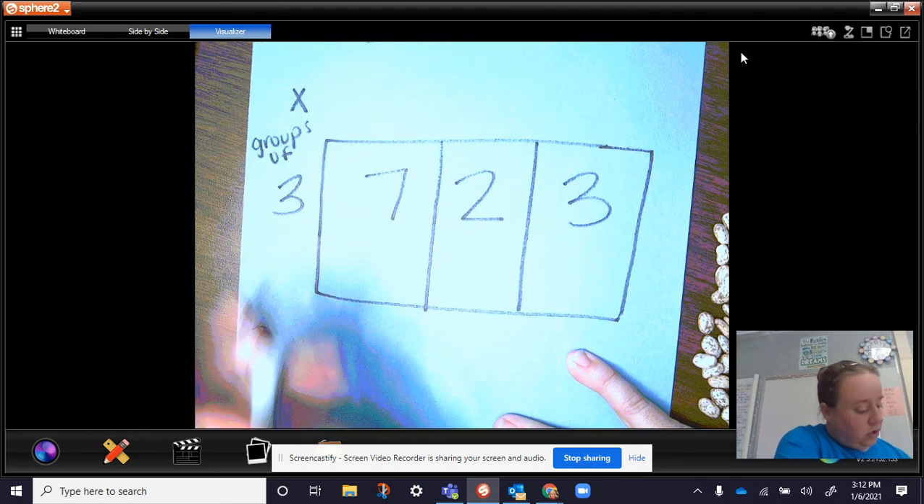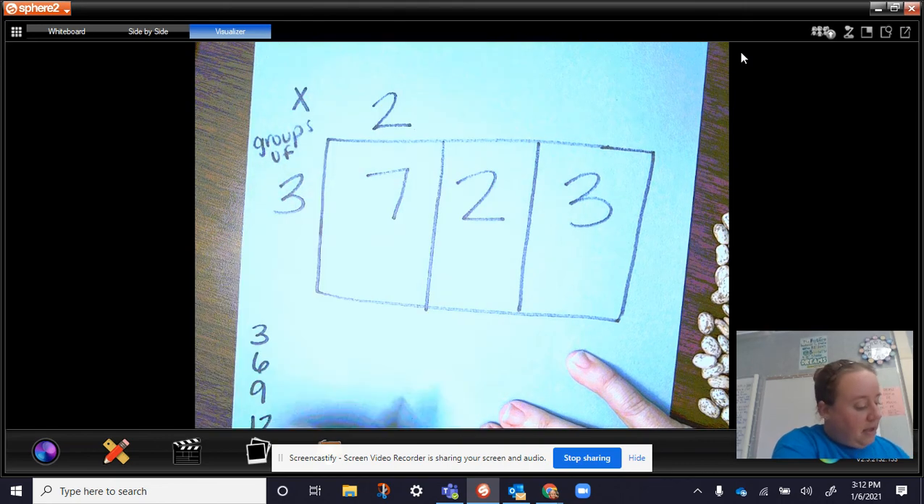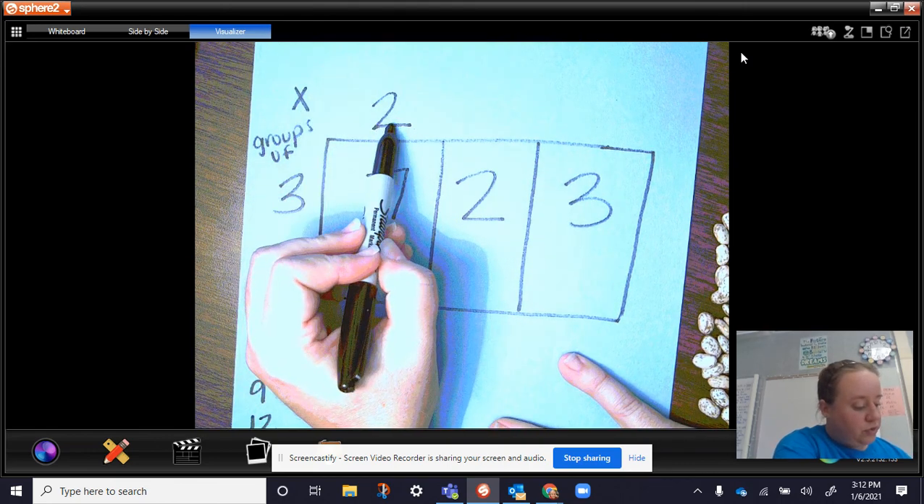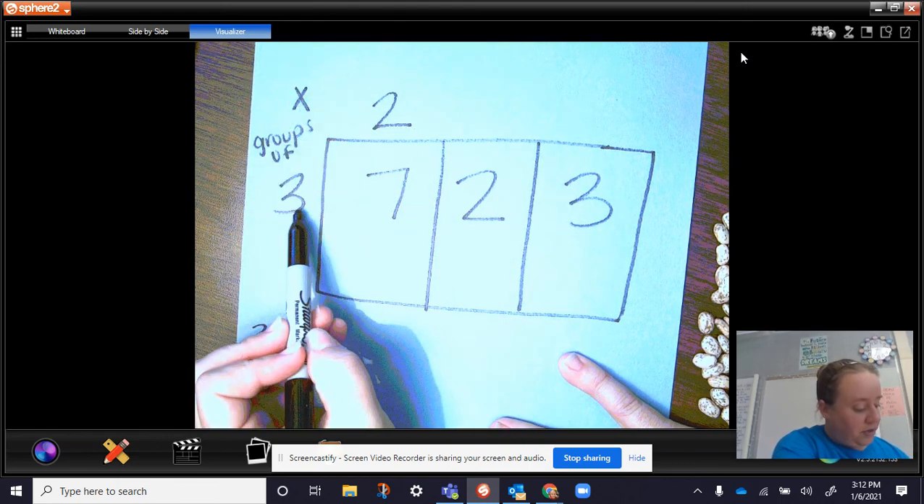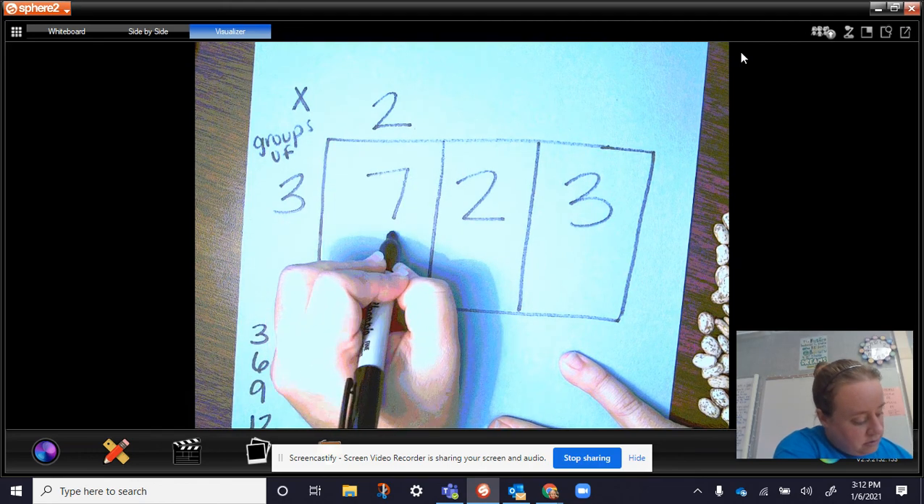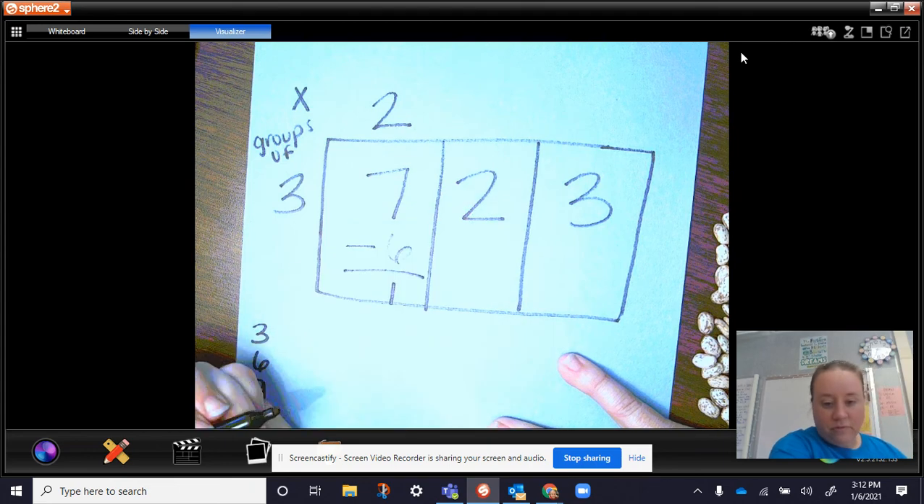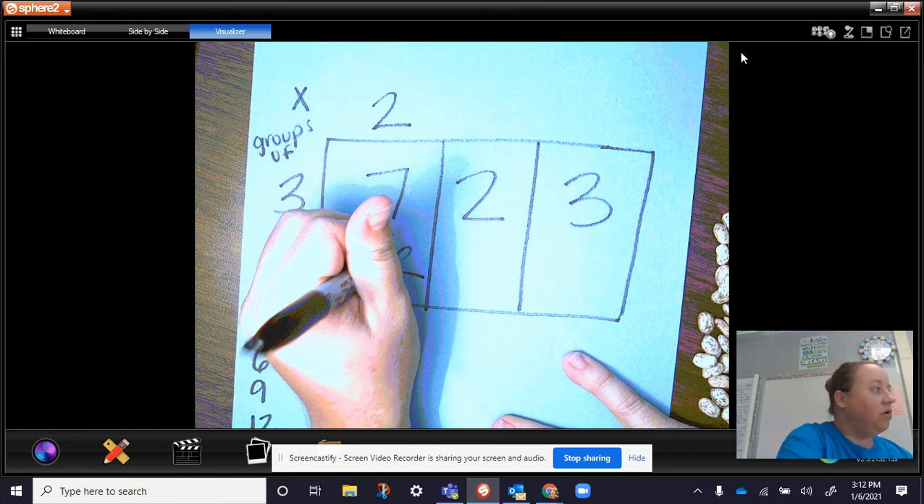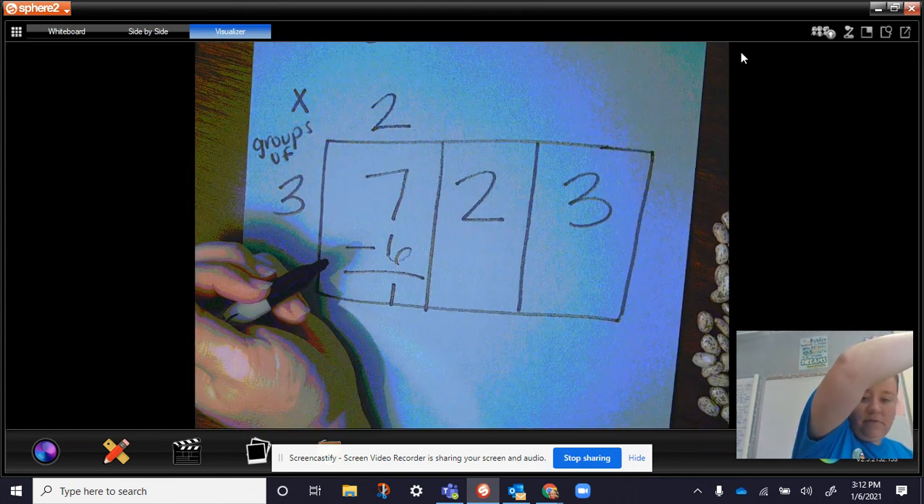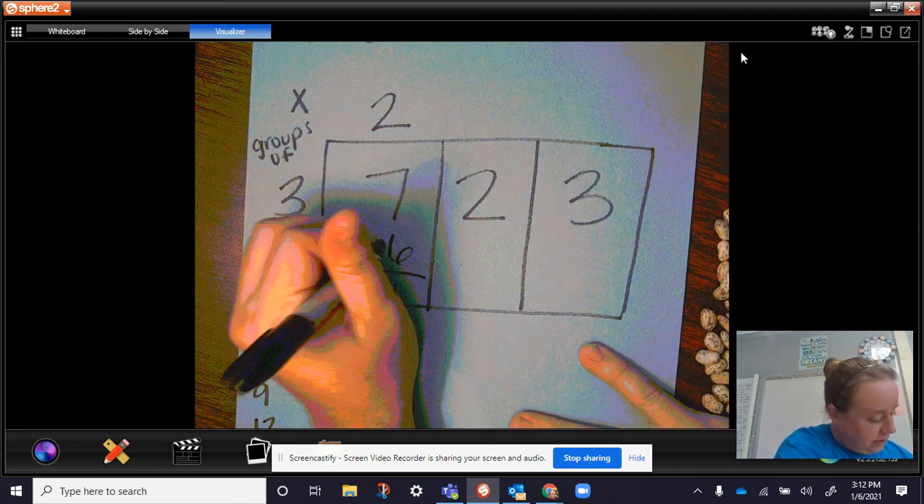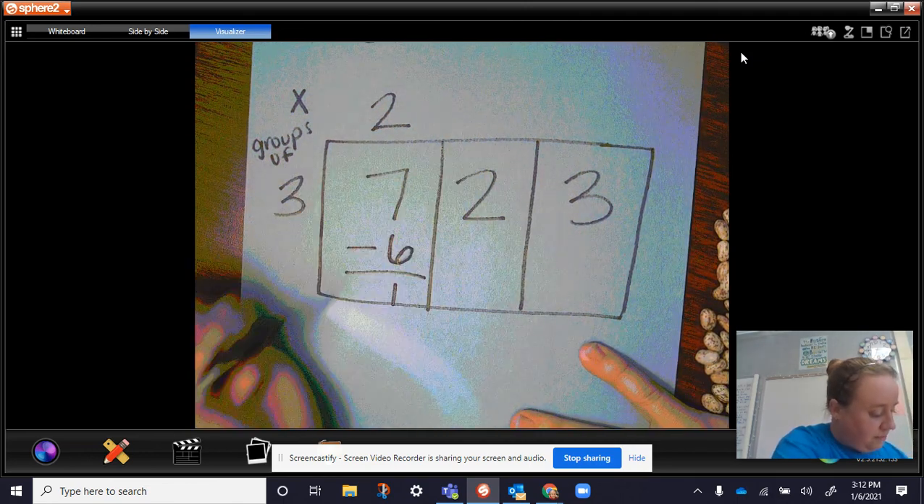So the groups go on top, and then I'm going to multiply. So 2 times 3 is 6. And I'm going to subtract these to see what's left over. And there's 1 left over. Let me see this. There we go. Now you can see better. All right, 1 left over. So 7 minus 6 is 1.